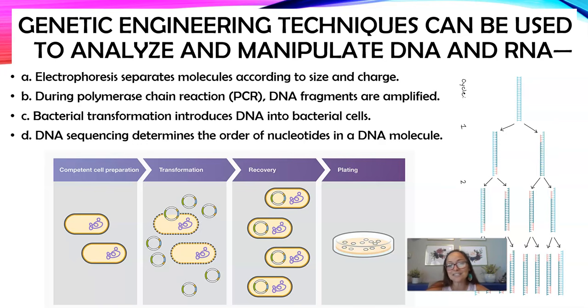And then part D, DNA sequencing determines the order of nucleotides in the DNA molecule. And that is it for Unit 6.